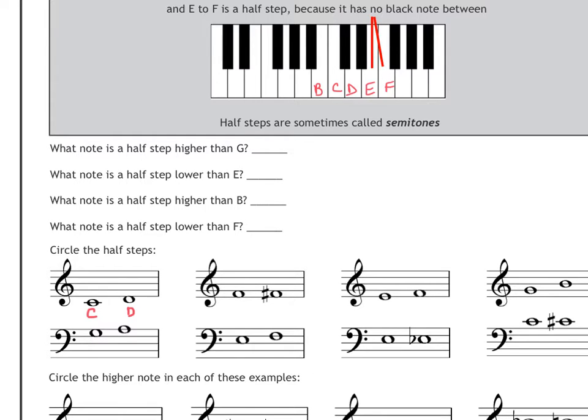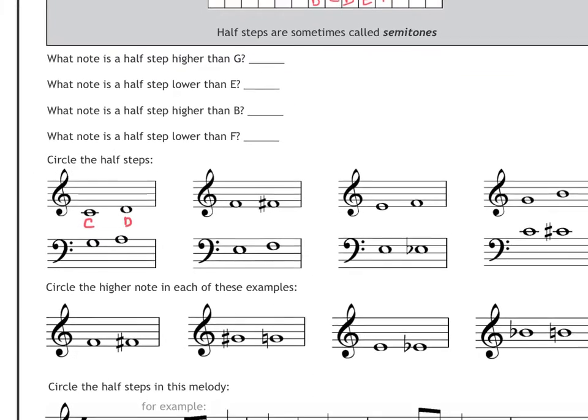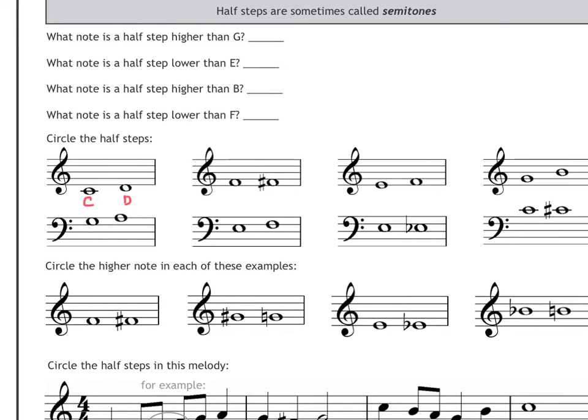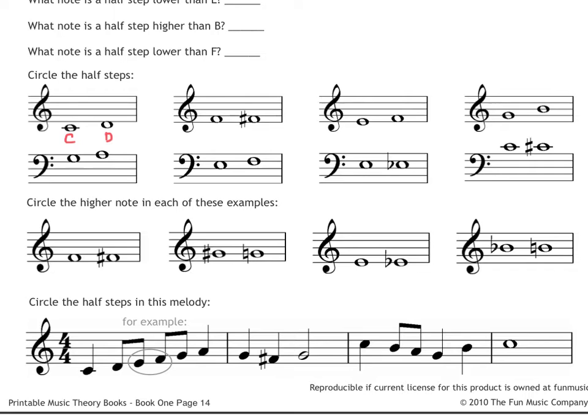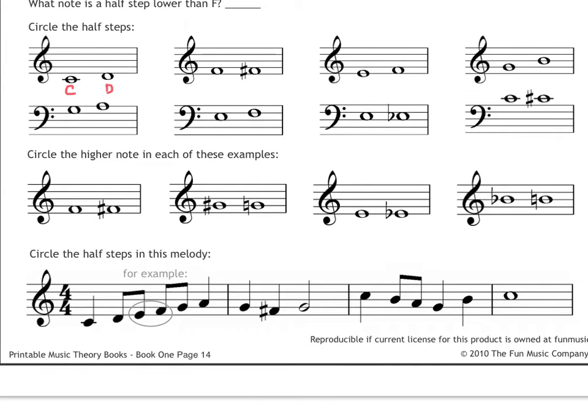So we carry on with that worksheet. At the bottom it says circle the higher note in each of these examples. So you have two notes, which one's higher? Know your accidentals, know what a sharp sign and a flat sign and a natural sign does. And then at the very bottom, circle the half steps in this melody.